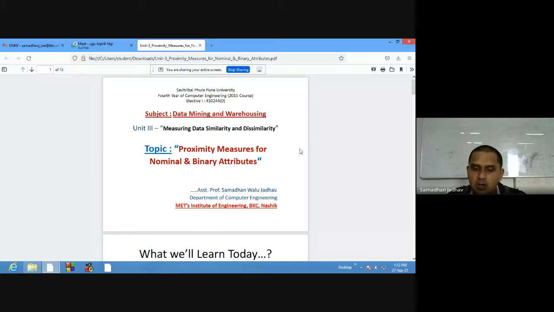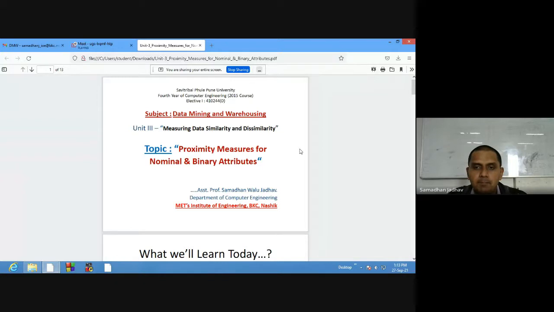If the attributes are nominal, their values will be categorical values, and they have different types of formulae to measure similarity or dissimilarity. If the attribute is binary, it is going to have only two possible values. For example, gender, male or female, which can be represented as 0 or 1: 0 for male, 1 for female, or 1 for male and 0 for female, etc.